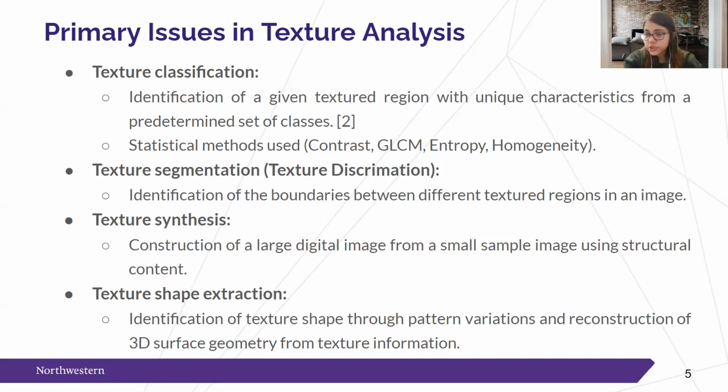In texture segmentation, we identify the boundaries between the textured regions in the image. In texture synthesis, we construct large digital images from small images using structural content. And in texture shape extraction, we extract the textural shapes, for example through 3D surface geometry. We also sometimes transform the texture shapes from 2 dimensions to 3 dimensions. So that takes place in shape extraction.